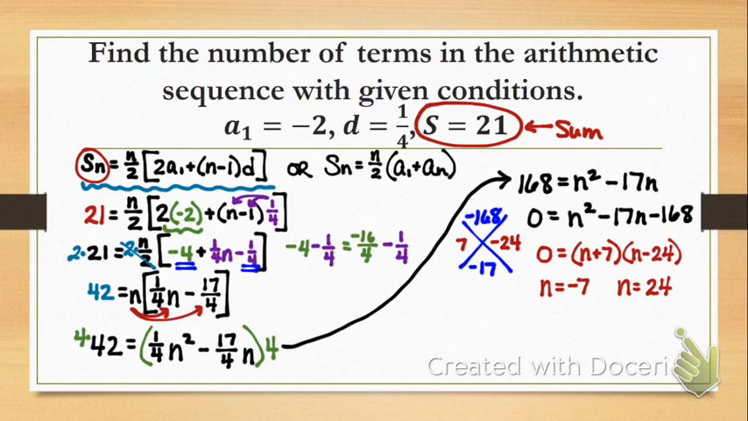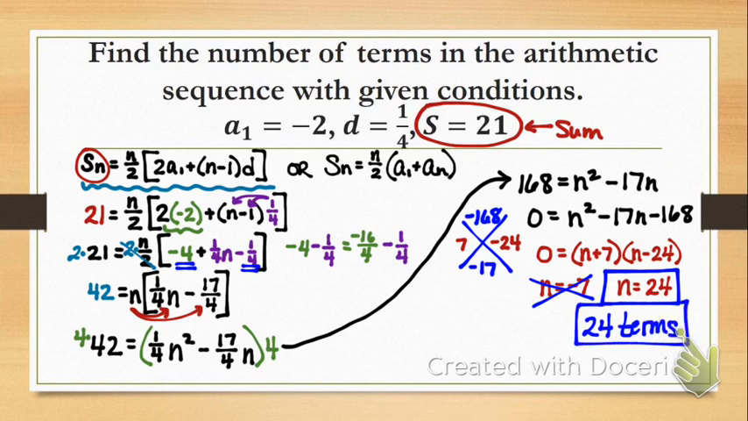Do both of those make sense based on what we were looking for? No. What does make sense? 24. We can't have a negative number of terms that we are adding up. So there are 24 terms in this sum. All right. So far, so good?